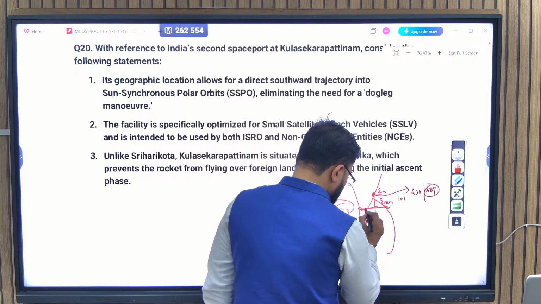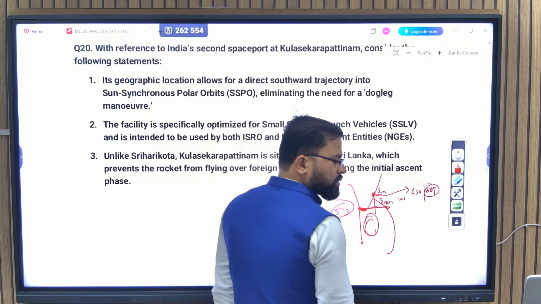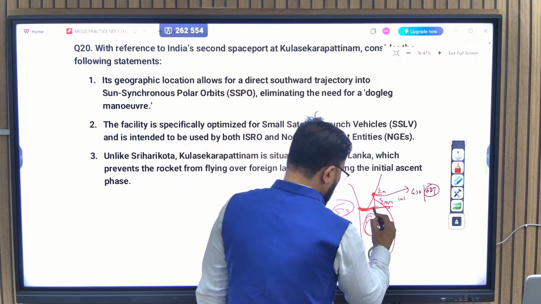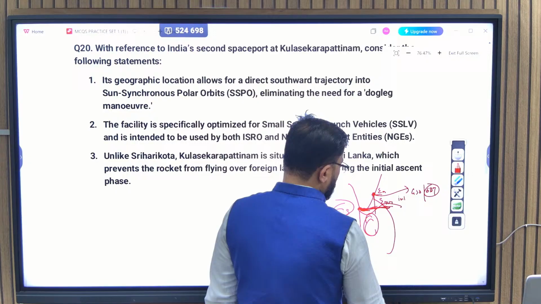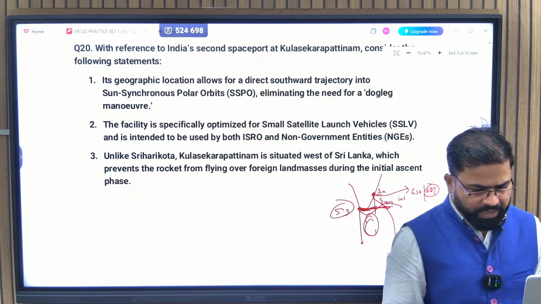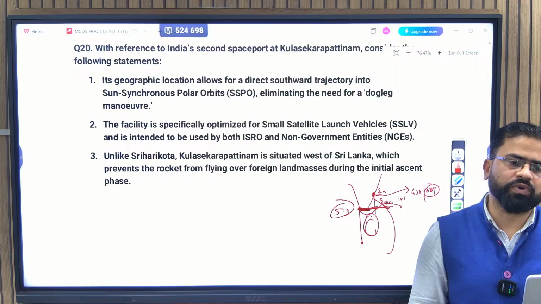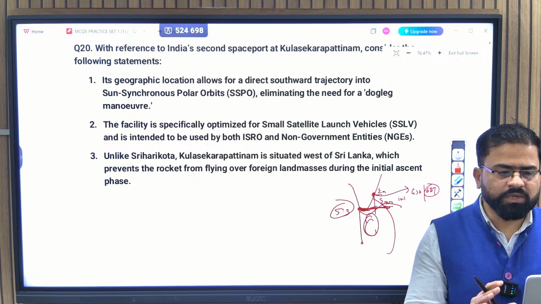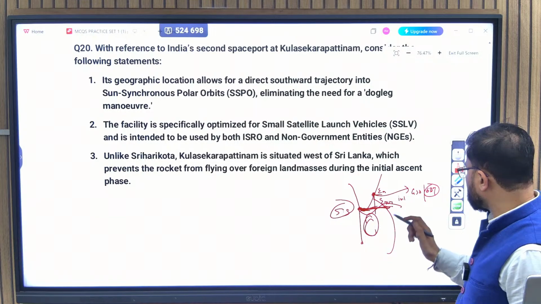And if you talk about this particular distance, there is a strong possibility that the rocket can burst over there. The rocket can collapse over there. And because of that, we have to go for this dog-leg maneuvering. So when you talk about Kulasekharapatnam, it has basically been designed for the polar mission. Okay, so go through the questions.